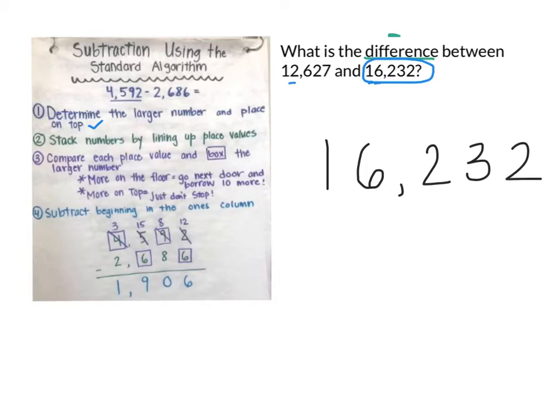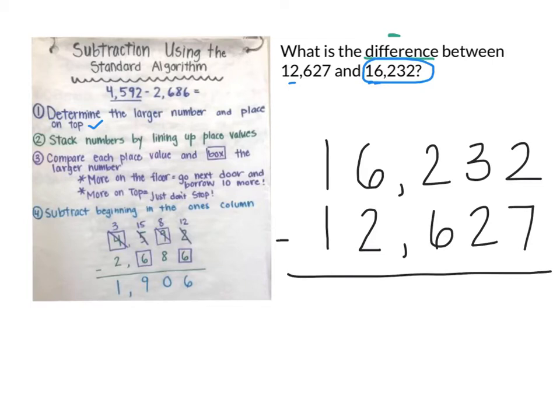Now I'm going to stack the smaller number right underneath. 12,627. My numbers are stacked by place value. My ones are above my ones, my tens place are stacked, my hundreds, thousands, and 10,000s. So step 2, stack numbers by lining up place values. We have done that. Moving on to step 3.